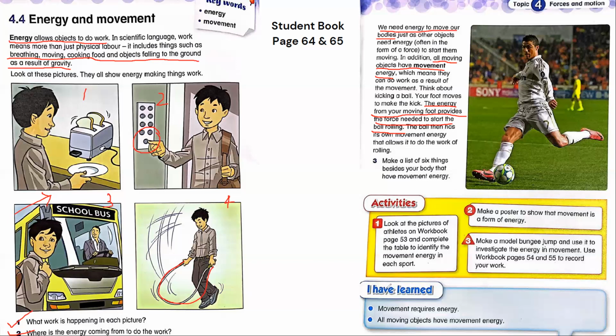All right, let's check whether we've achieved our objectives for today. Number 1: I have learned movement requires energy. Class, did you all understand that? Great. Number 2: all moving objects have movement energy. Did you get that? Okay, loud and clear. Very good. Let's continue to our next lesson.